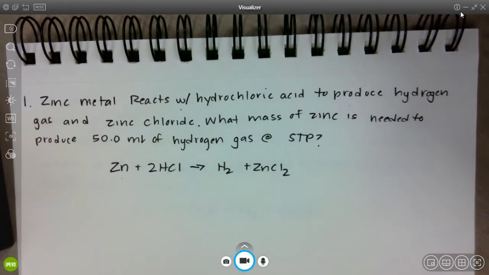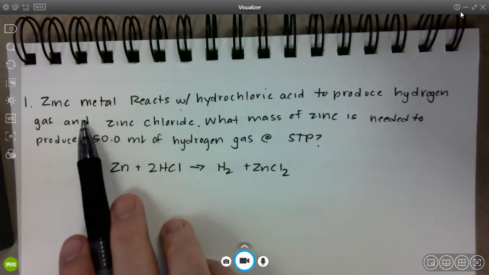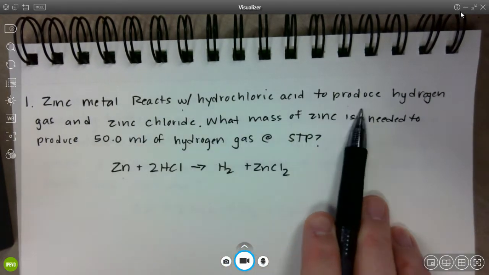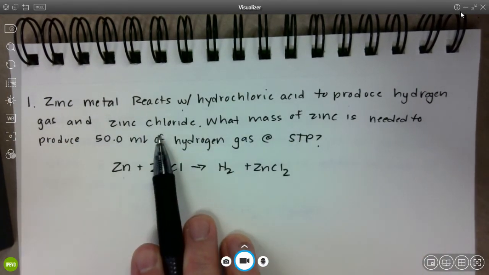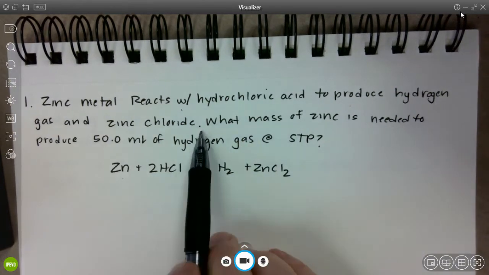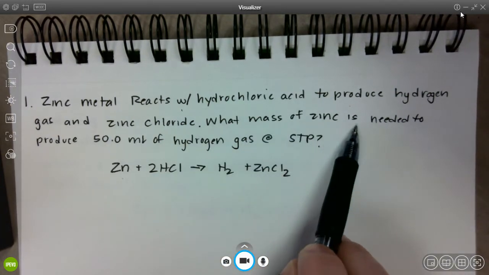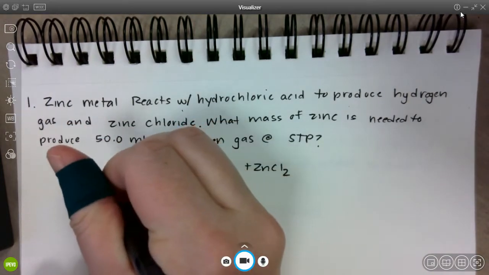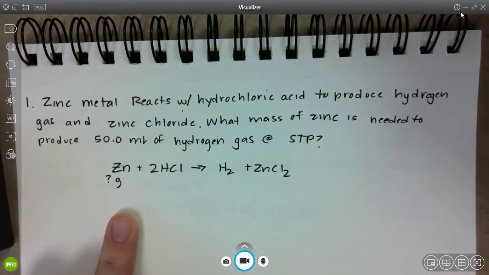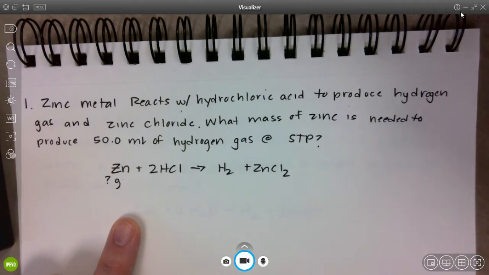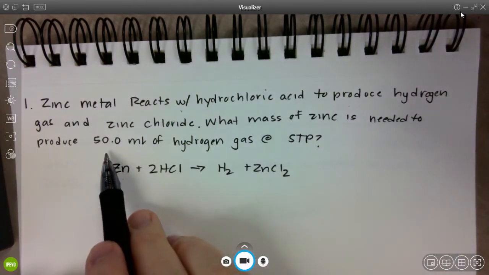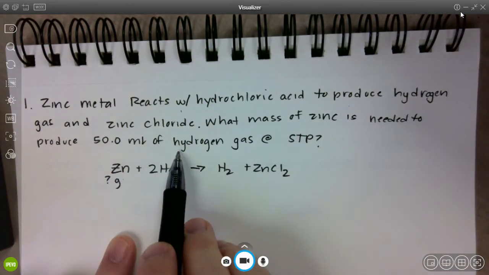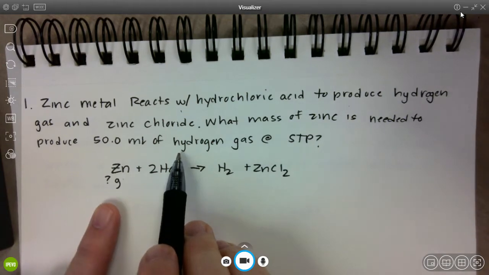Next thing we want to do is figure out where we are starting and what we are going to. So we read through the background. It's really great narration there. Okay, we're getting to some useful stuff now. What mass of zinc is needed? So I am solving for zinc here, and I am looking for my number of grams of zinc, because it's what mass is needed. Okay, so then I have 50 milliliters of hydrogen gas I want to make.